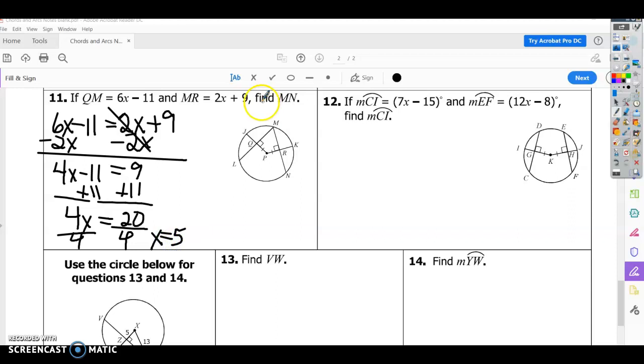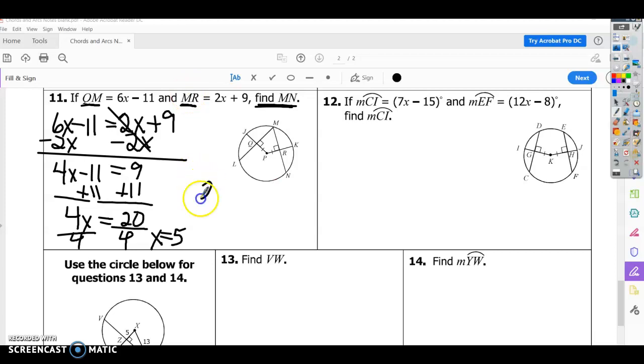Alright, now what do we need to find? We need to find MN. Well, we're given QM or MR. Okay, so MN is going to be twice MR because this line bisects it. So we have to find MR first, and then we have to double it. Okay, so make sure again that you're not just solving, that you actually are answering the question that it asks.